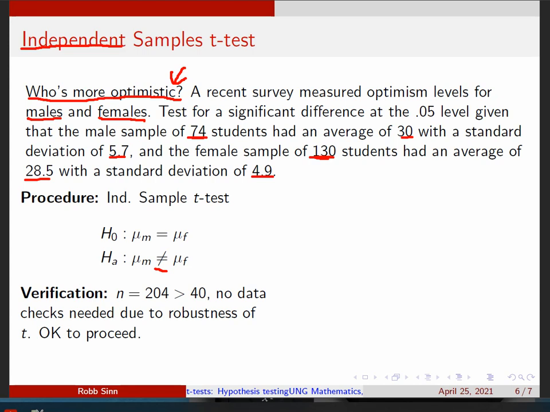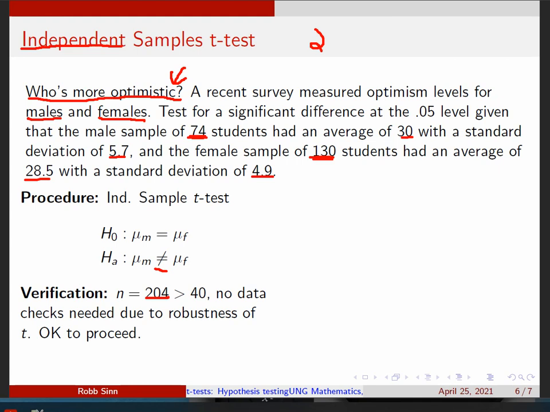If I did my math right, that's 204 total. So look, when we have a two sample t-test, when there are two samples, I'm taking the total of the 74 plus 130. I'm adding them together to get the 204, and that's what I'm using to determine if I have a large, small, or tiny sample.